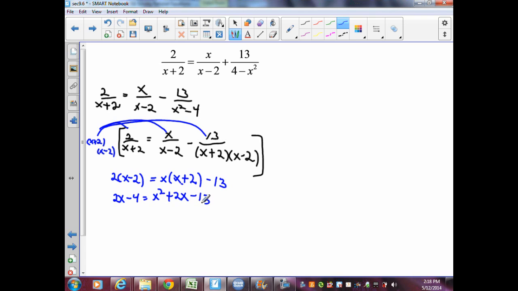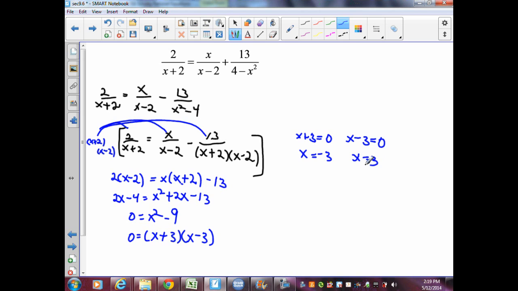That's going to set me up with a quadratic. I'm going to set it to 0. So 0 equals x squared. Subtract 2x on both sides. That will cancel. And I'll add 4 on both sides. That'll give me a minus 9. Now I'll factor that into a difference of squares: x plus 3, x minus 3. And then I set each to 0. x plus 3 equals 0, or x equals negative 3. And my next one, x minus 3 equals 0, x equals 3.